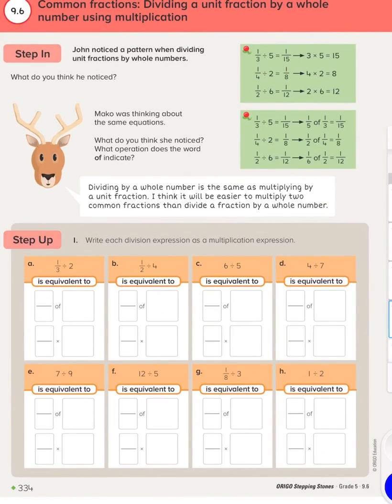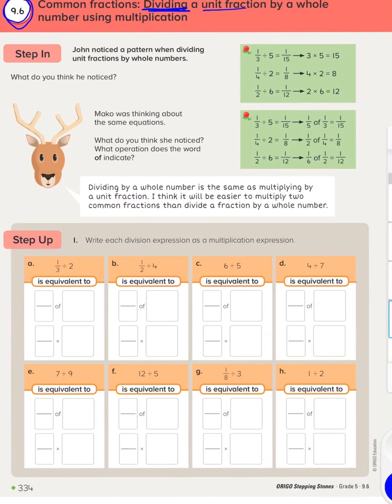All right, boys and girls, today is Tuesday. We are starting Module 9, Lesson 6. Okay, so this is common fractions, and today we are dividing again because this whole module is on dividing.